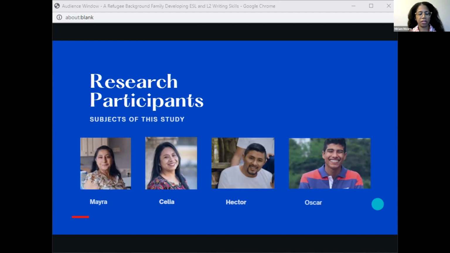This is a family from Guatemala, and I'll give you a little background here. Maida is the mother of the two sons, Hector and Oscar. Hector is 27 and Oscar is 15. Celia is Hector's wife, and they have their own family. They have a 7-year-old and a 2-year-old. And they came here last year.